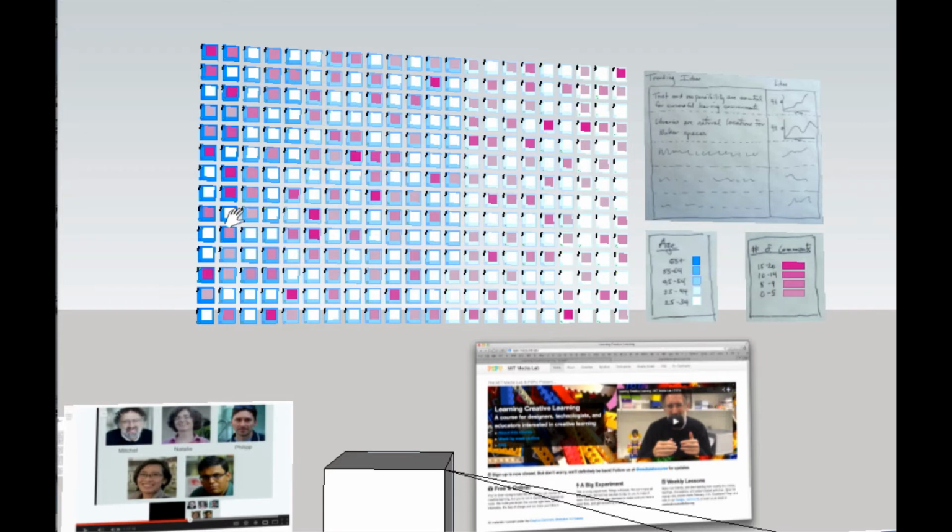So in this case, the larger square, the background square, is representing age. So we have older people over here on the left, and then gradually to younger people. And then the inner square represents the number of comments that the person has made. And again, you would want this to be customizable. So the inner square could represent the number of posts or the number of anything that you have in the database that person has contributed.